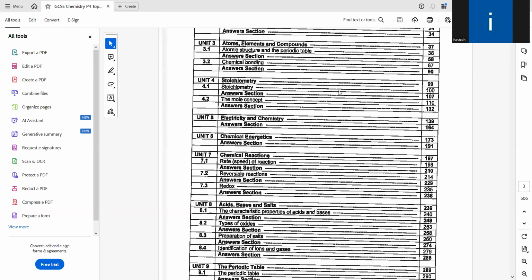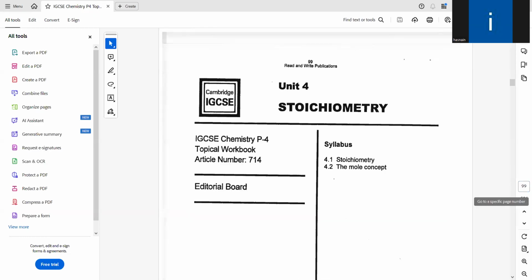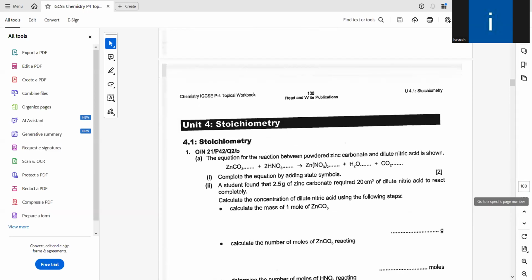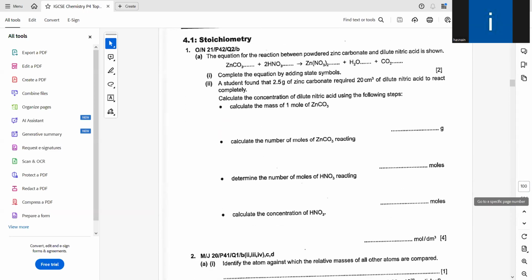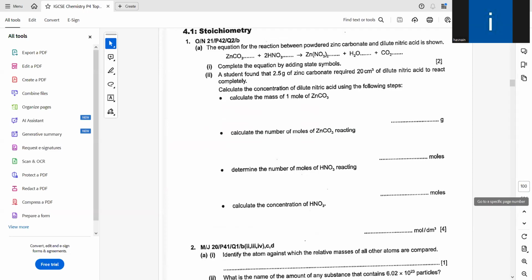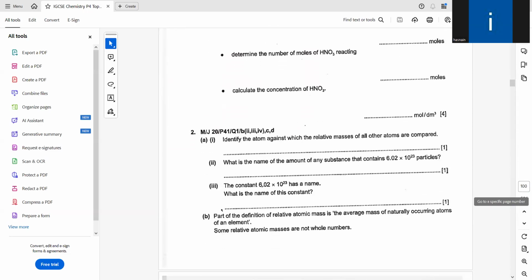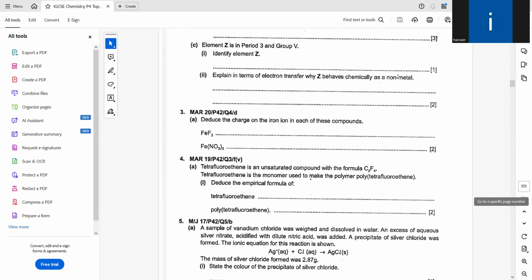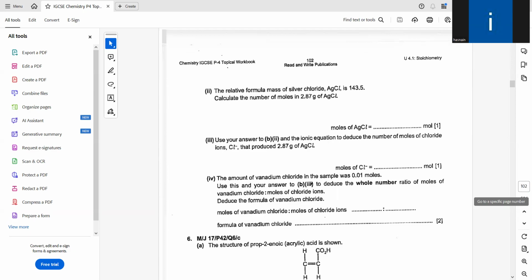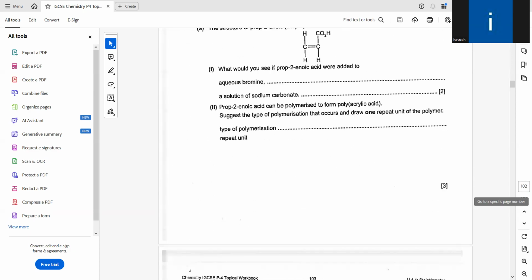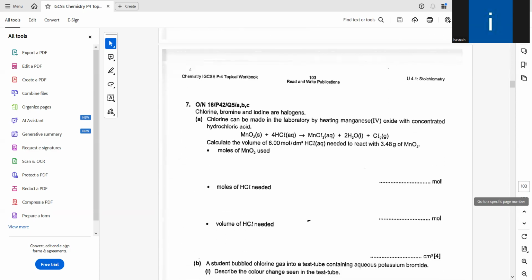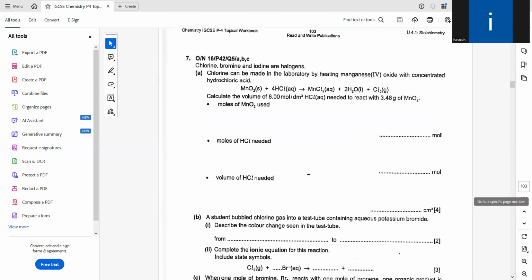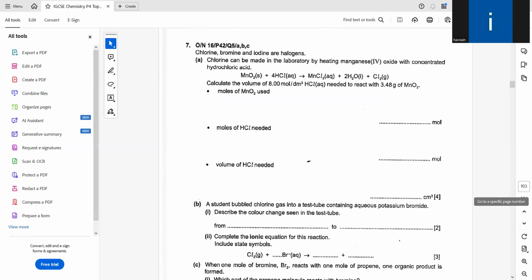So let's try this part. This is page number 99. We did some of the questions from this, but now we are basically able to do all of them. So let's select the relevant question. Yeah. So we are going to try question number 7.